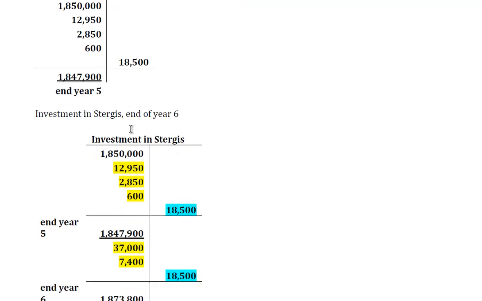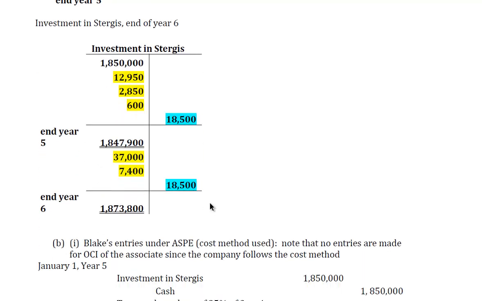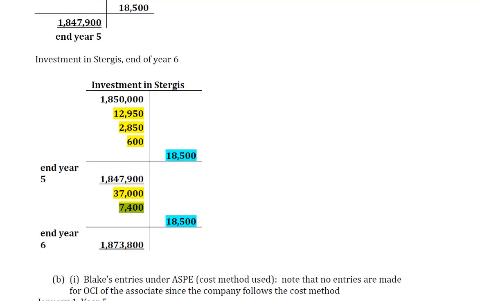$1,847,900. Similarly, if we start with that balance at the end of year 5, we add in our share of the income from continuing operations after tax of Sturgis. We also add in the amount that we picked up from OCI, as well as reduce the investment in Sturgis on Blake's balance sheet for the value of the dividend that we got from Sturgis.